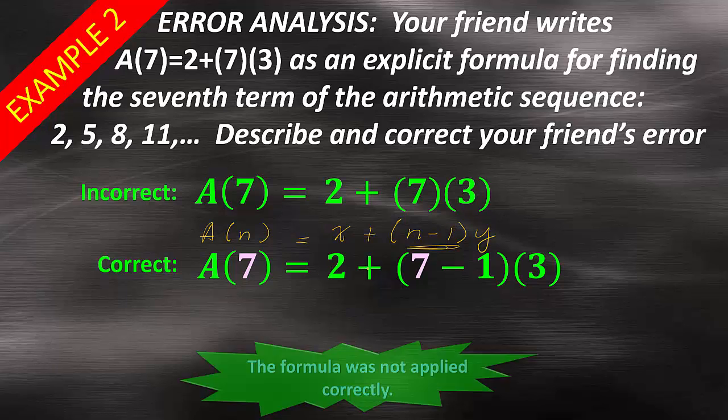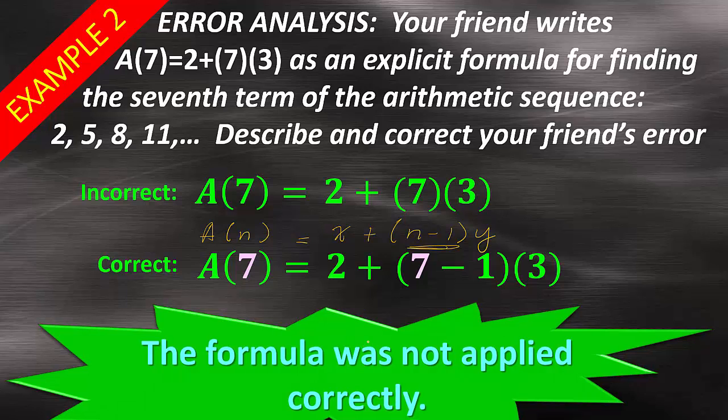And then the explanation is the formula was not applied correctly. So remember this formula. That's very important. Explicit formula. And we'll go over this a bit more in class and talk more about the explicit formula. But just understand that the formula wasn't used correctly here. Forgot to subtract by 1.